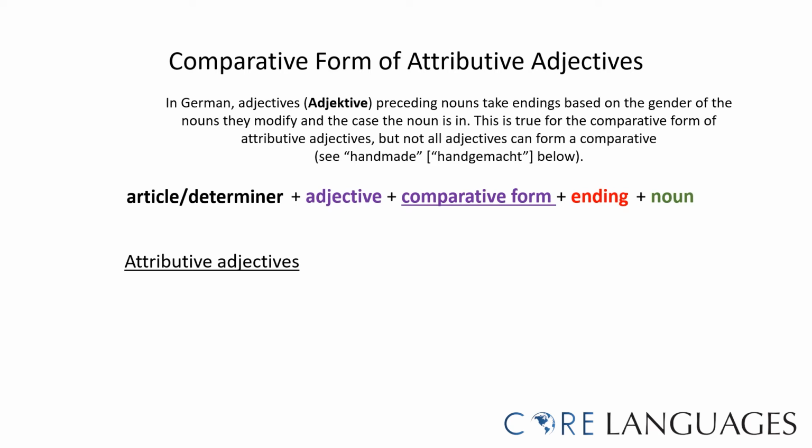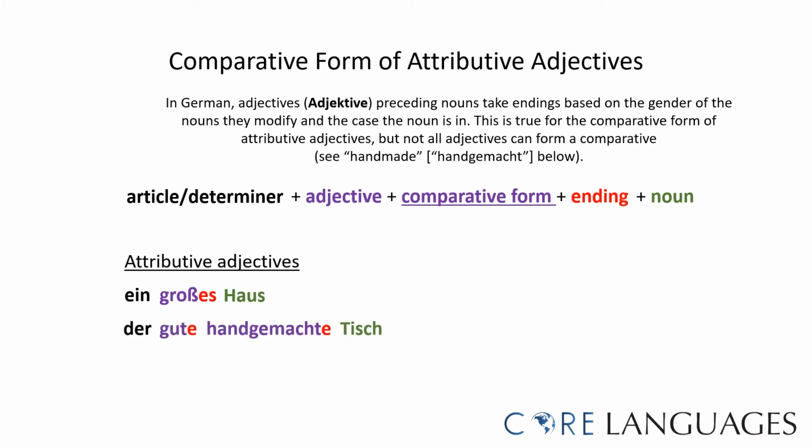Here are some examples of attributive adjectives in the nominative case. For example, ein großes Haus, a big house. The adjective is big, and we added the ending es for a neutral nominative noun with an indefinite article.